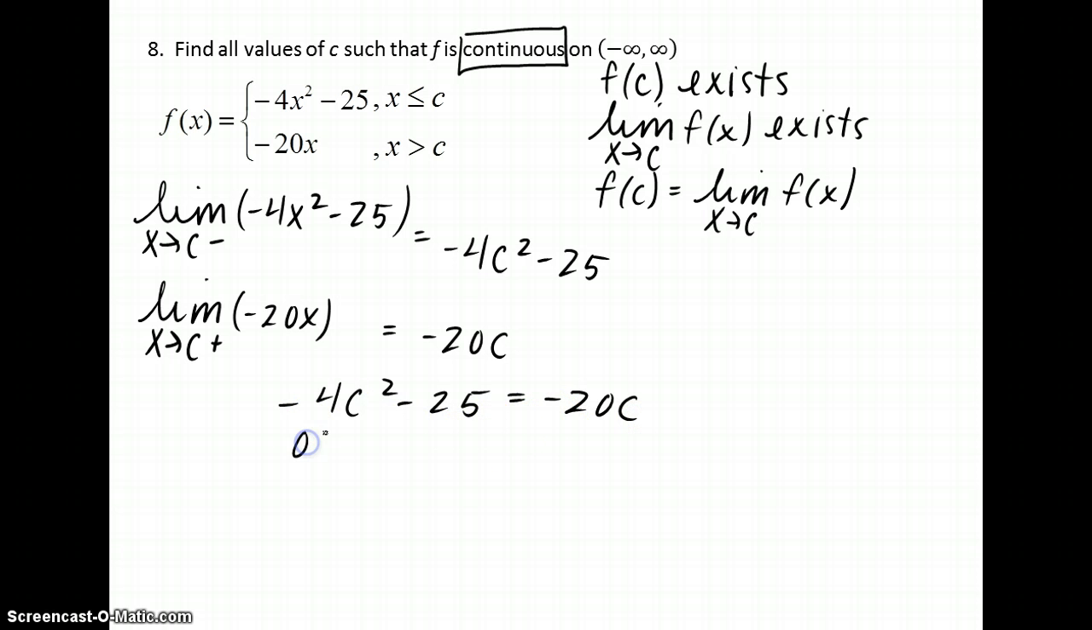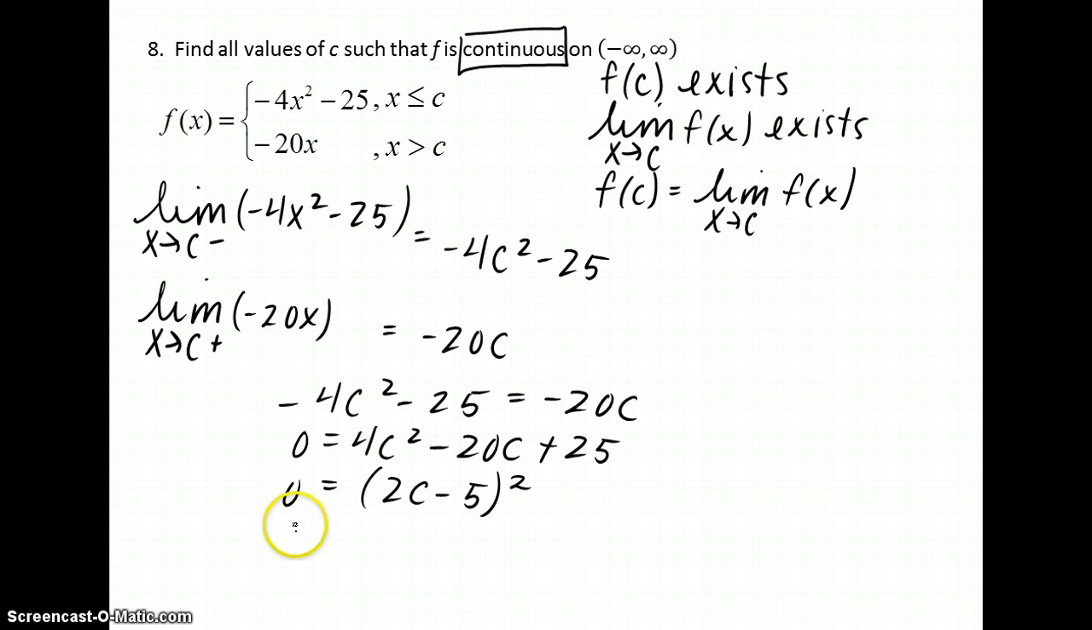Now this function is quadratic, so I'm going to move all the terms to the right-hand side of the equation. This is a perfect square trinomial, so it factors to 2c minus 5 quantity squared. And we can show that c is going to be 5 halves.